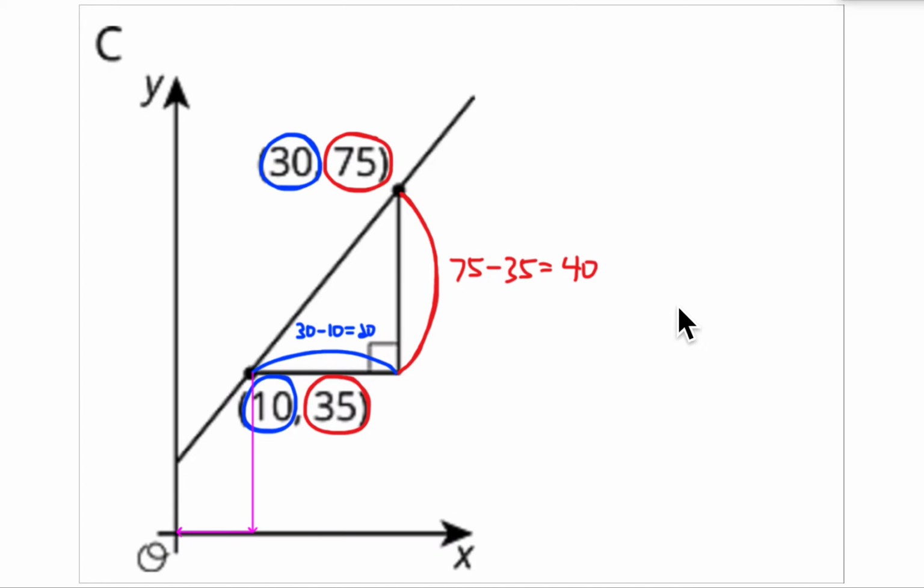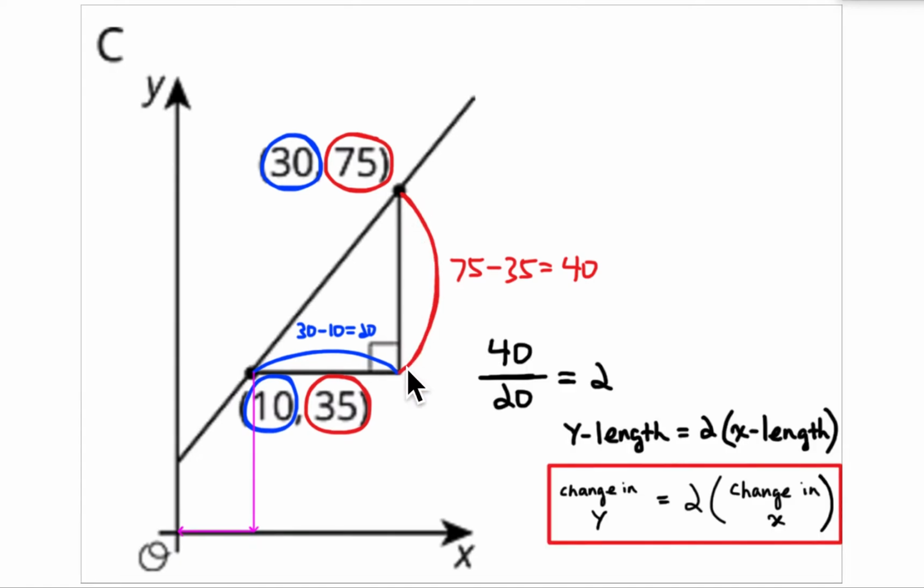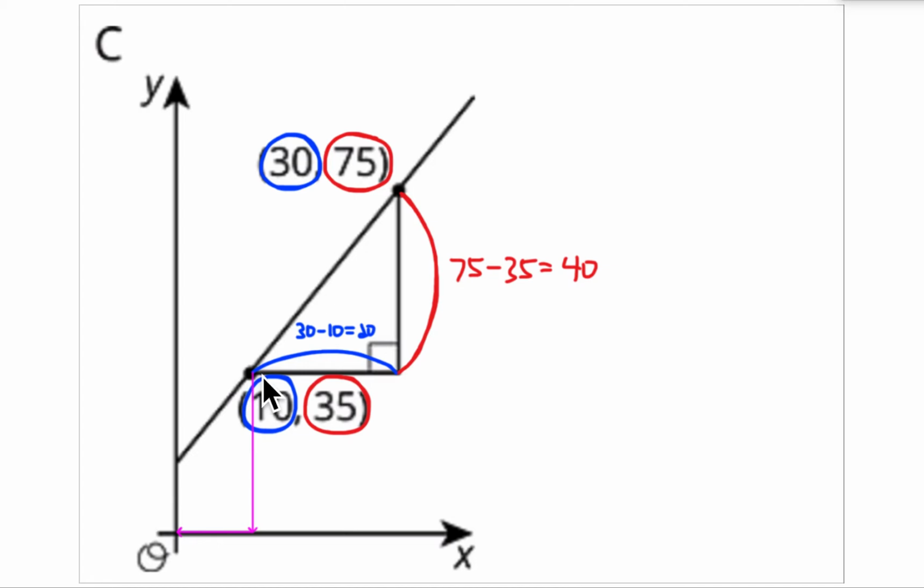All right, again, the change in y compared to the change in x. The change in y, how much is this changing? You're starting at 35 and you're ending at 75. What's that change? 75 minus 35 equals 40 units in change. And you're starting at 10 and you're ending at 30. So what's that change? 30 minus this 10 is 20 units. So this change is 20 units. This change is 40 units.